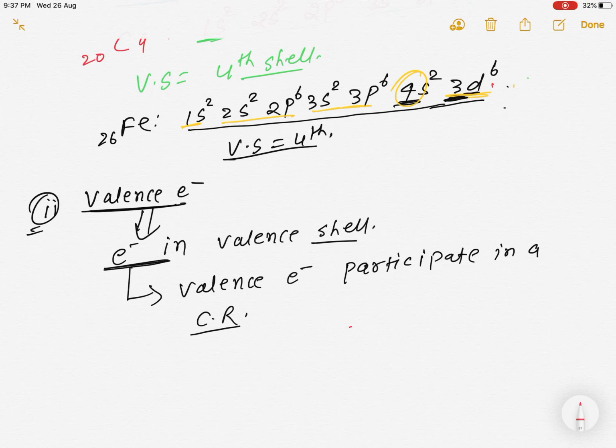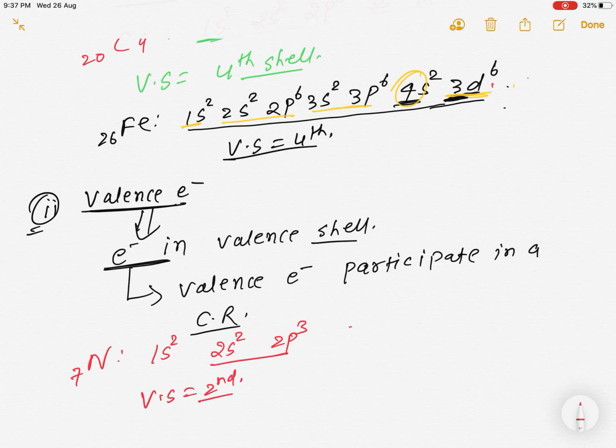Let's take the example of nitrogen, atomic number 7: 1s2, 2s2, 2p3. If you want to find out the valence electrons, you must be aware of the valence shell. So let's find the valence shell first, right? The valence shell is the second shell, there is no doubt about that.